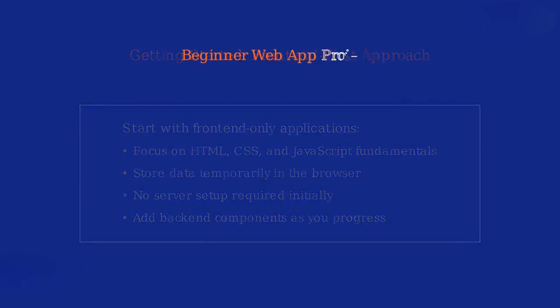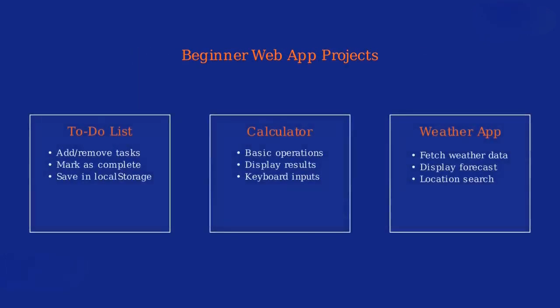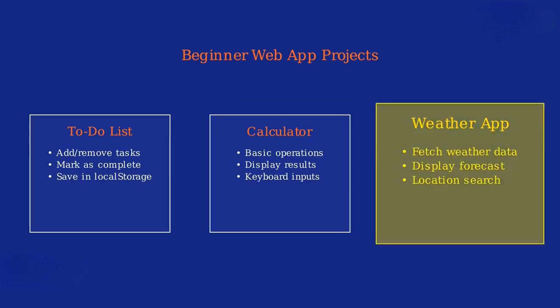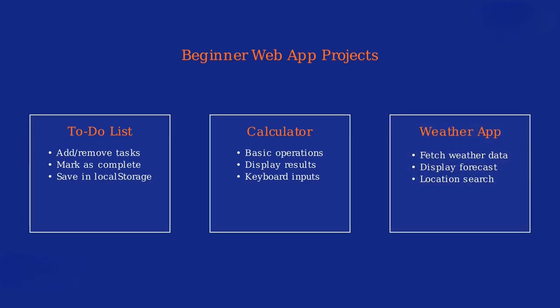There are several simple web apps that beginners can build to practice their skills. A to-do list app is perfect for practicing basic DOM manipulation and data storage. A calculator helps you understand user input handling and logic implementation. And a weather app introduces you to working with external APIs and displaying dynamic data.